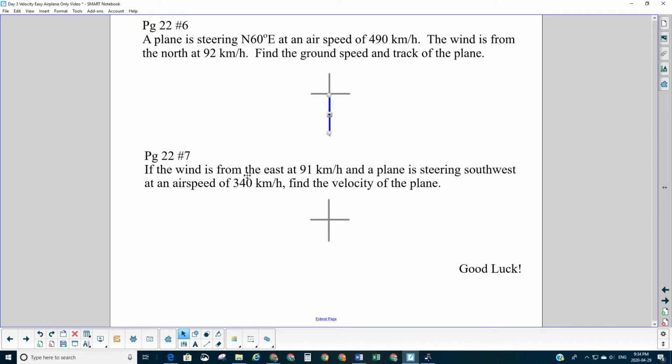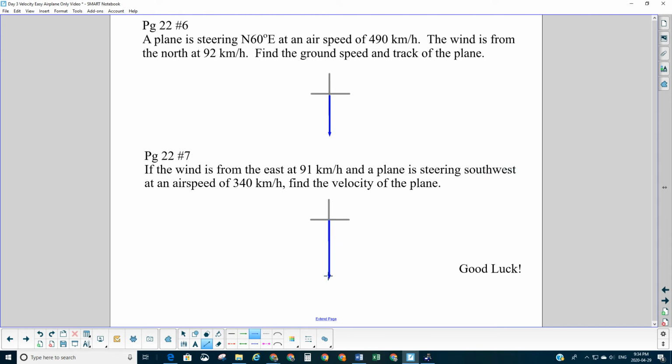And I also want to talk about this one. It says the wind is from the east, so that's blowing west, but the plane is steering southwest. So where's the direction? Well, it says southwest. So what does southwest mean? Southwest means it's moving exactly between south and west.